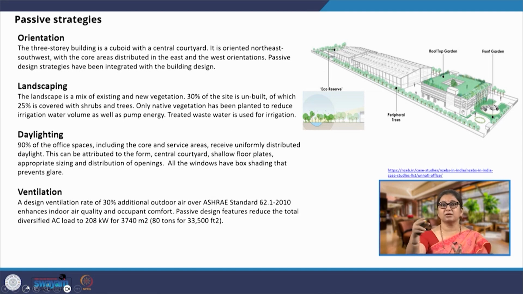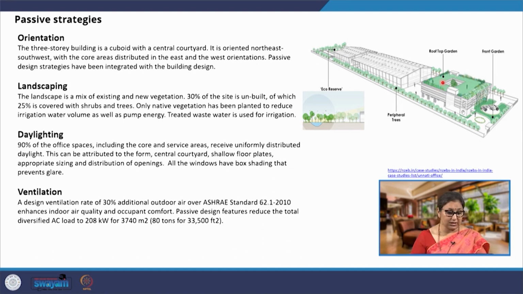So, what they have done? They have cut a courtyard which has enabled shallow, narrow floor plates, thereby enabling penetration of daylight from both the sides. So, if you see here, every part of this floor plate is actually getting light from both the sides, from this side and that side. So, the width of the floor plate is very narrow, that is what they have maintained.